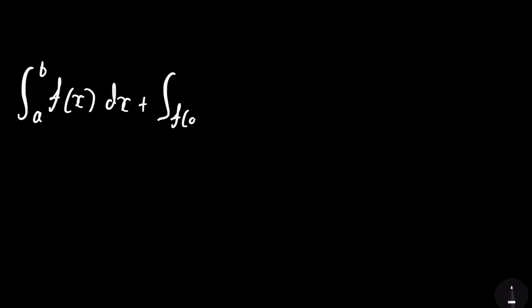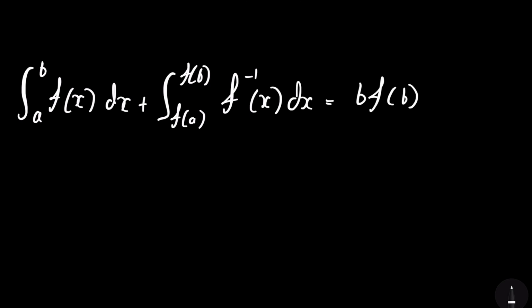A very interesting and niche technique is to do the integral of the inverse function. Now, here is the identity we'll be using. The integral from a to b of f(x) plus the integral from f(a) to f(b) of the inverse is equal to b f(b) minus a f(a).